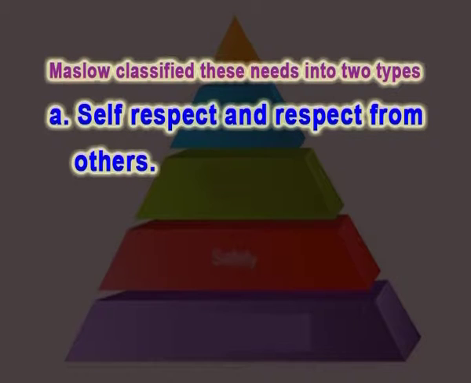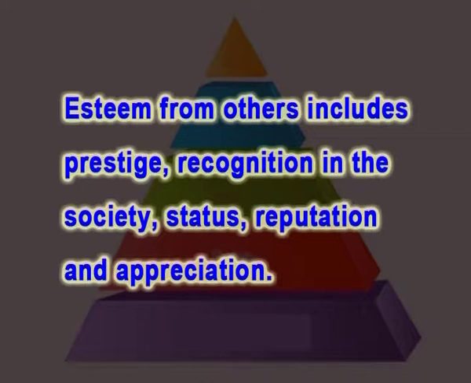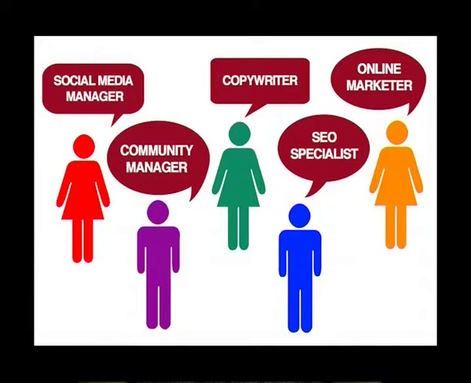Maslow classified these needs into 2 types, self-respect and respect from others. Self-respect includes desire for competence, confidence, achievement and freedom. An individual must know that he or she is capable of mastering tasks and challenges in life. Esteem from others includes prestige, recognition in the society, status, reputation and appreciation. In this type, individuals expect appreciation for what he or she does. In the workplace, esteem needs are represented by job titles, merit pay, recognition by superiors, publicity in the company.